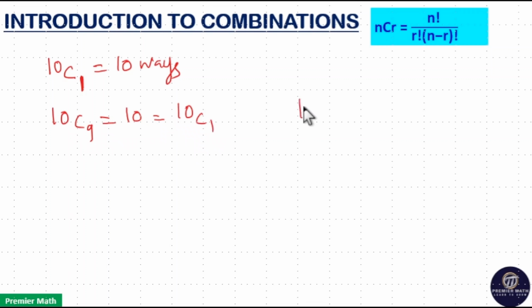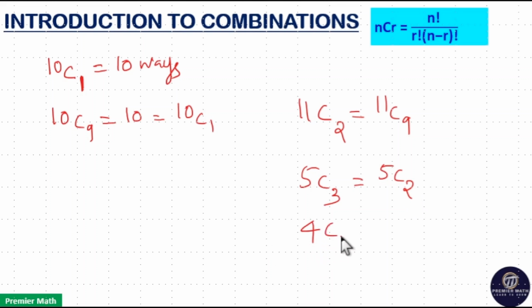Same way, 11C2, you can write it as 11 minus 2 is 9. So, 11C2 is equal to 11C9. And 5C3. 5 minus 3 is 2. So, this is equal to 5C2. 4C1. 4 minus 1 is 3. So, 4C1 is equal to 4C3. So, this will go on.